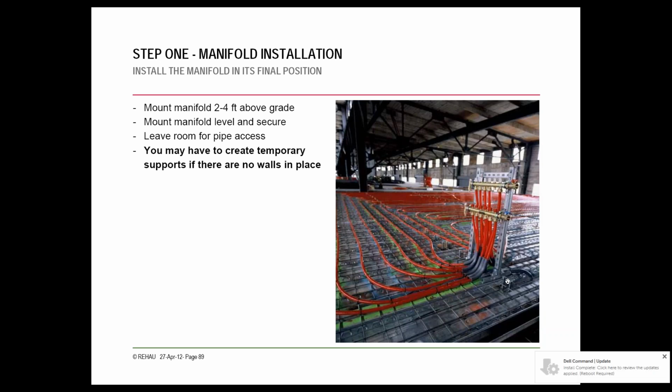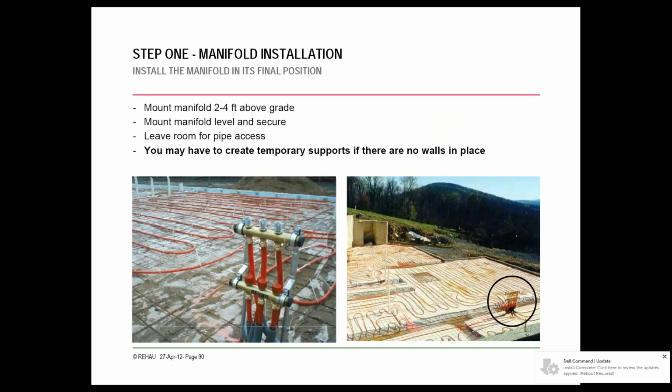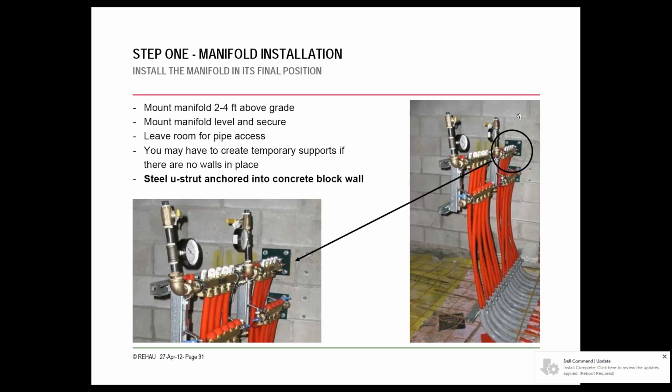Here they made a station out of some unistrut to hold it temporarily, which is a great option as well. Okay, more temporary manifold structures. One thing I will point out real quick, the reason you do want to have the manifold installed, whether temporary or permanently, before you start installing the tube, is because in order to test the tubing and the flooring for leaks, you do want to have it brought to the manifold so you can isolate it.